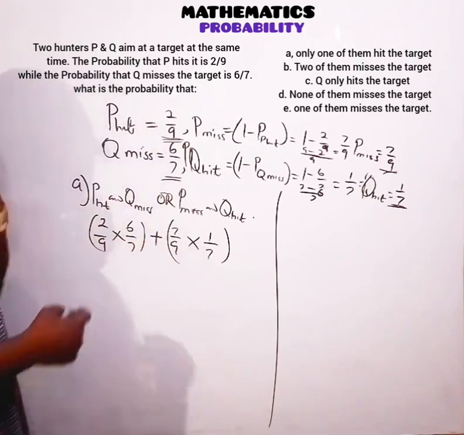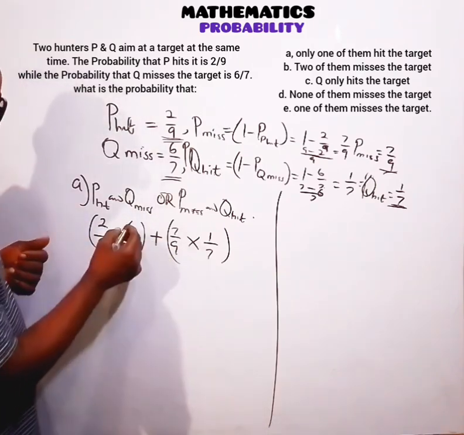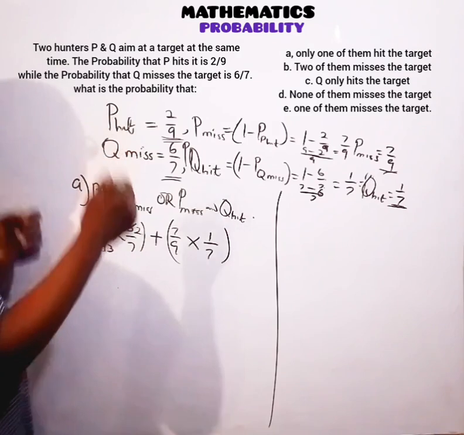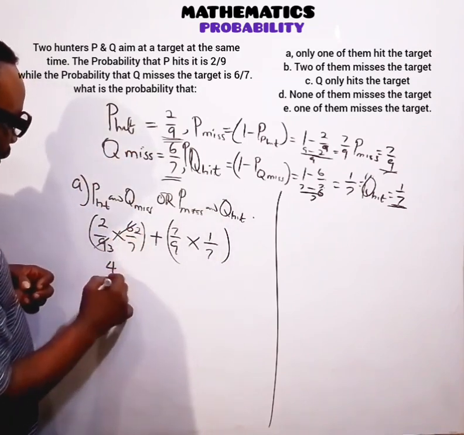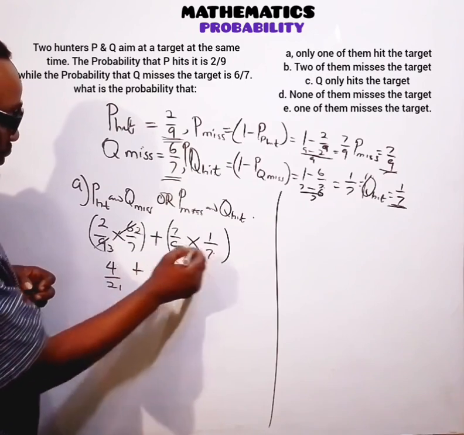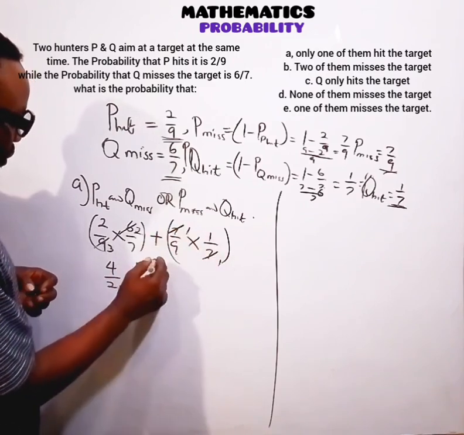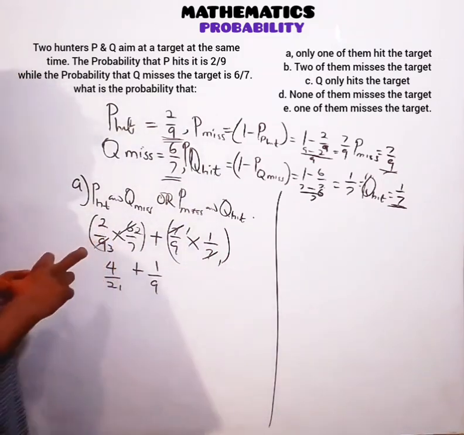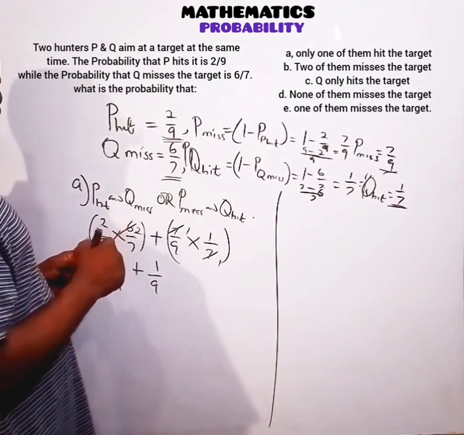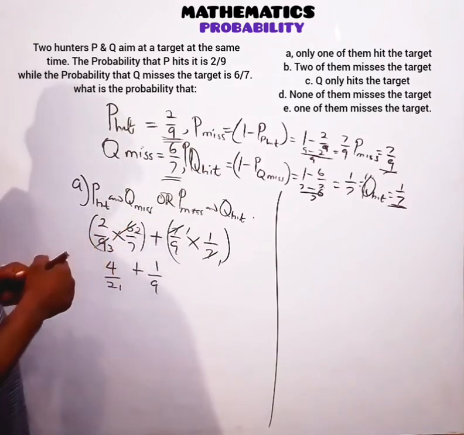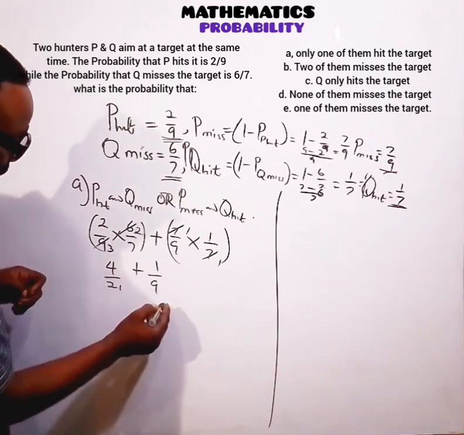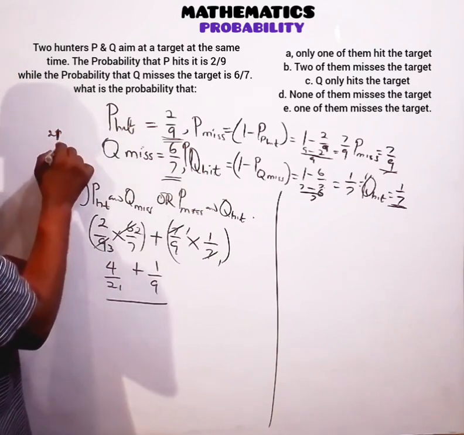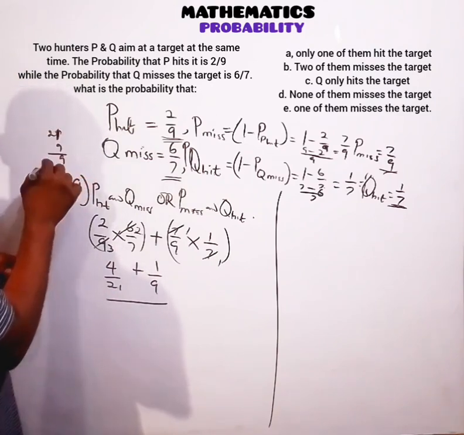Now, I can go ahead. So this will become, let me call this 3a. 2 times 2 is 4 over 21, plus 7 ones are 1, 7 ones are 1. So that'll be 1 over 9. That is the probability that any one of them hits the target. Now, for me to find this value here, I have to find the LCM. 21 times 9. That's 9 times 2, 18.